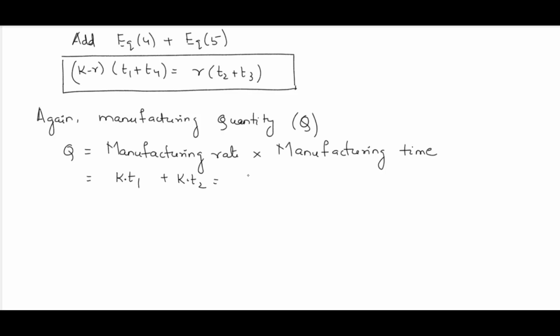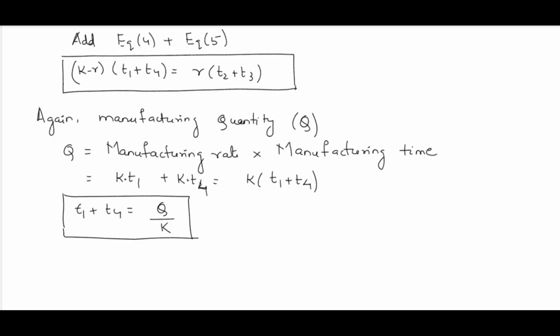So that is equal to T4 at T1 plus T4. At time T1 and T4 only it is manufactured; the rest, T2 and T3, it is consumed. So it gives T1 plus T4 is equal to Q by K, because it is the manufacturing time. T1 plus T4 is the total manufacturing time. It is Q by K.